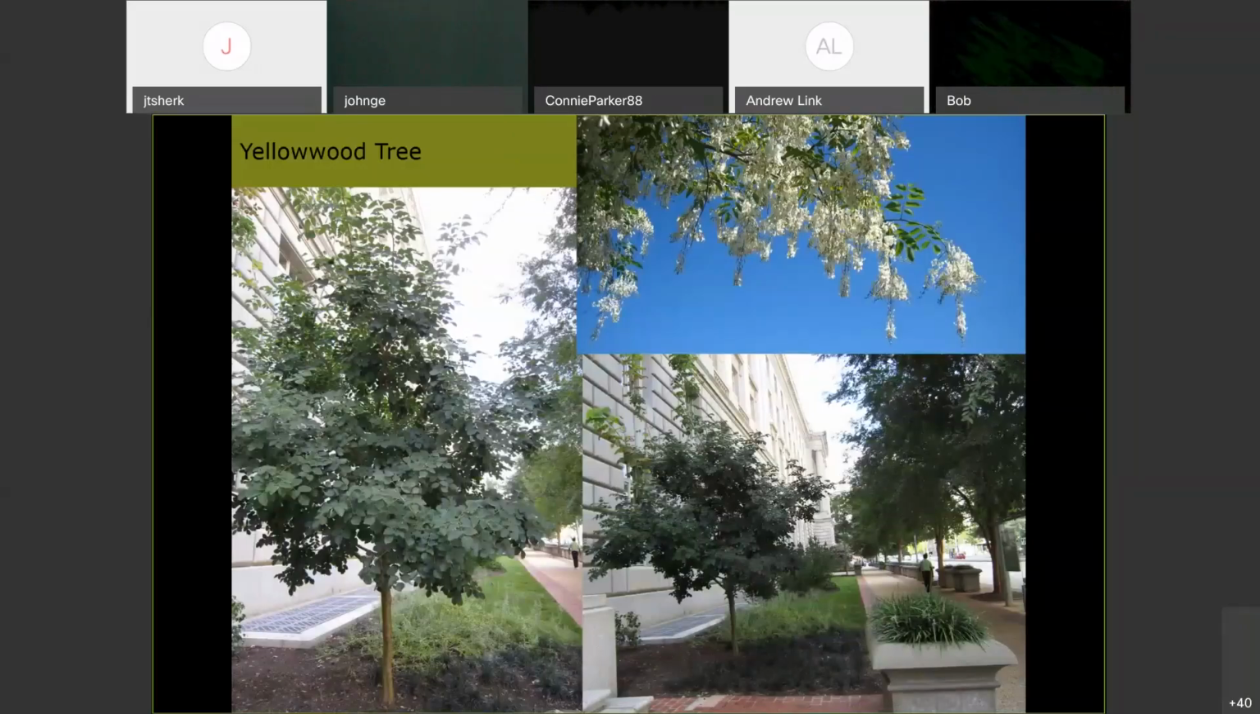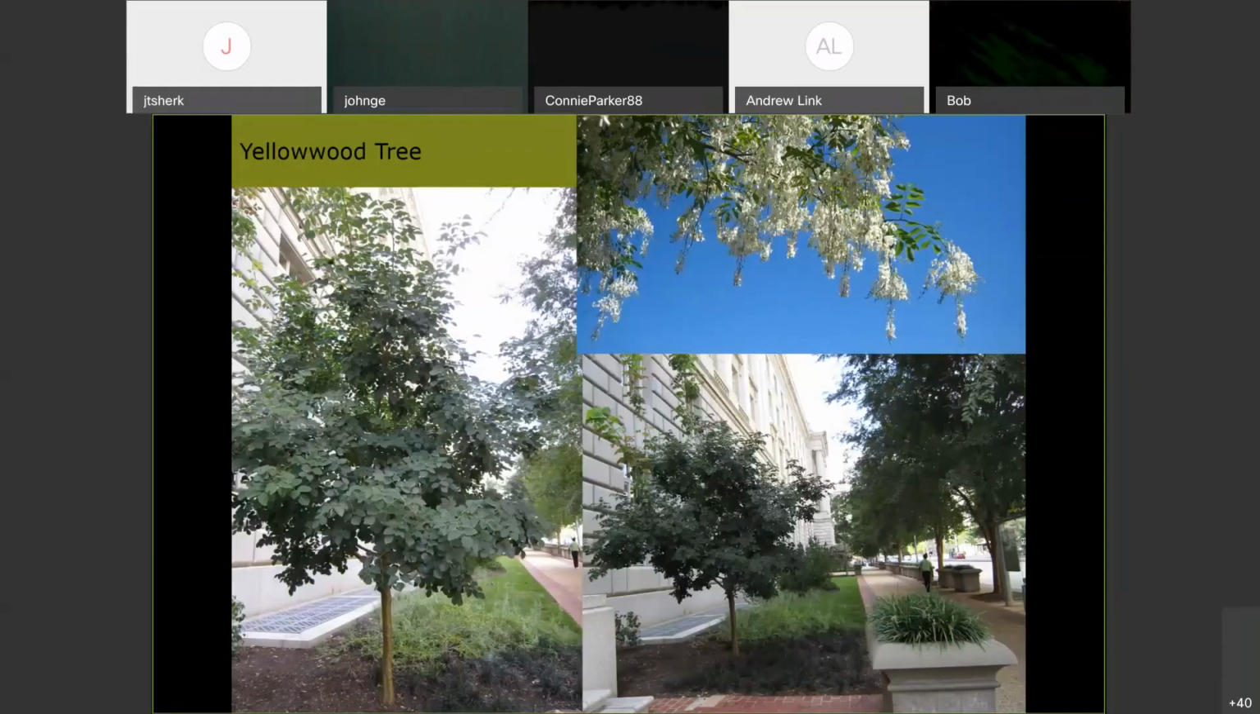Yellowwood copes with air pollution, has graceful branches, these stunning panicles of white pea-like flowers beginning right now. In fact, I just saw one yesterday in full bloom. They're fragrant, and even this coarse, big compound leaf that it has is interesting, as well as its bark.